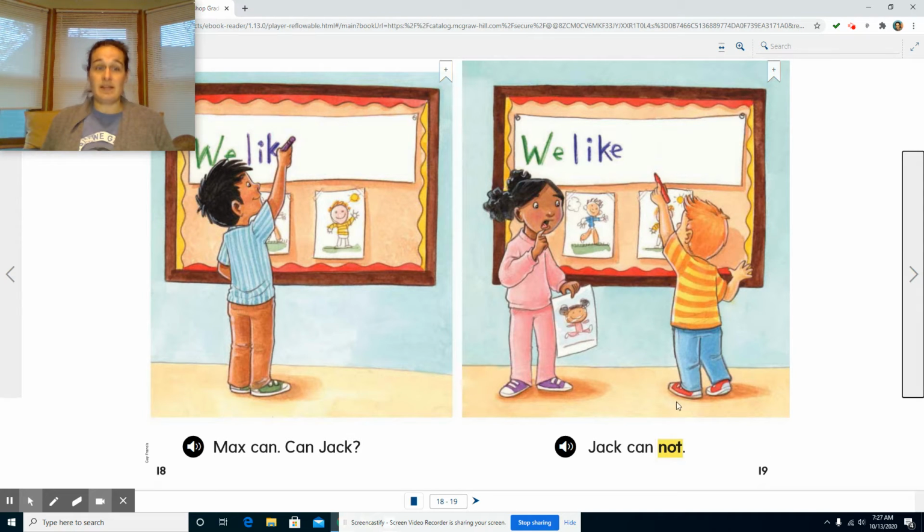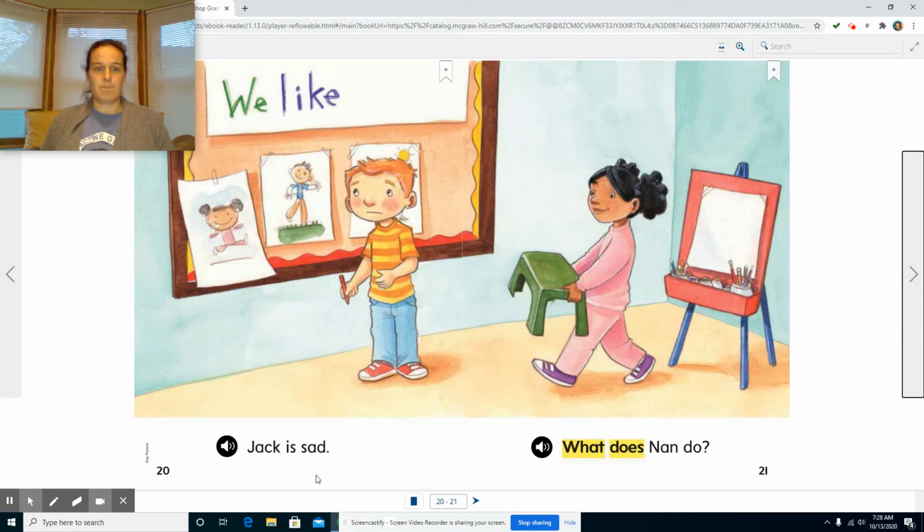So it's important for us to pay attention to the words and also the pictures because it will help us understand what's going on in the story. So right now, Jack is unable to do any of the writing because he's not tall enough. So we're going to keep going and looking what happens. So now it says Jack is sad, and you can tell he's sad just by looking at his face. But then we have Nan over here, and it says, what does Nan do? Well, we can take a look at the picture to see what Nan is about to do. What is Nan doing?